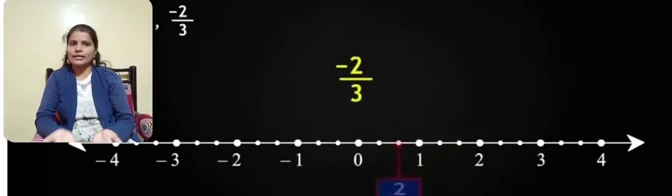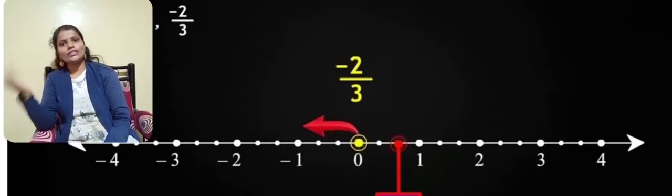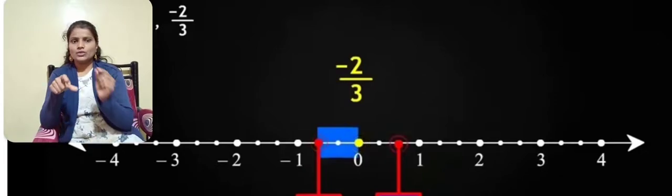Next is minus 2 upon 3. It lies on the opposite side of 0, so the point will be noted as minus 2 upon 3.